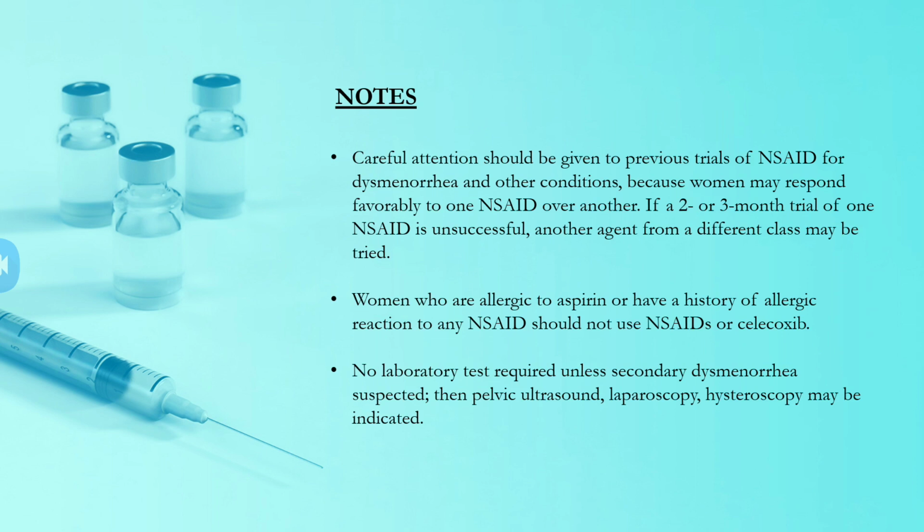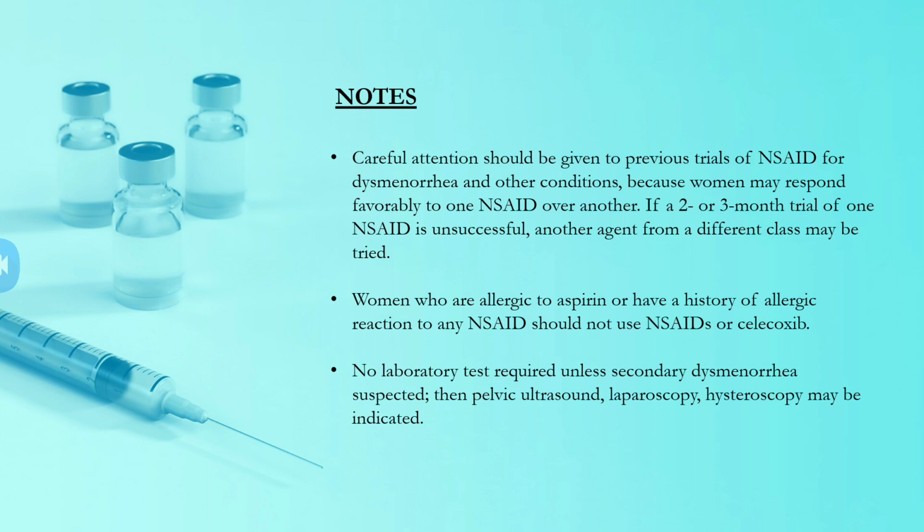NSAIDs have many adverse effects, relating to GI problems, CNS problems, and others. So there should be careful attention while giving NSAIDs, including any previous NSAID trial for dysmenorrhea or even other conditions, because women may respond to one type of NSAID more favorably than another. If a 2 to 3 month trial of an NSAID is unsuccessful, then we can switch to another agent from a different class of NSAIDs.